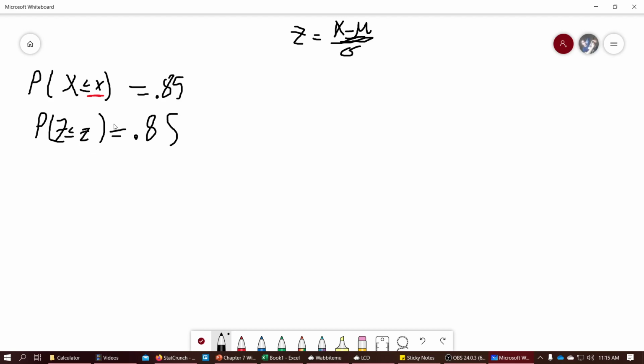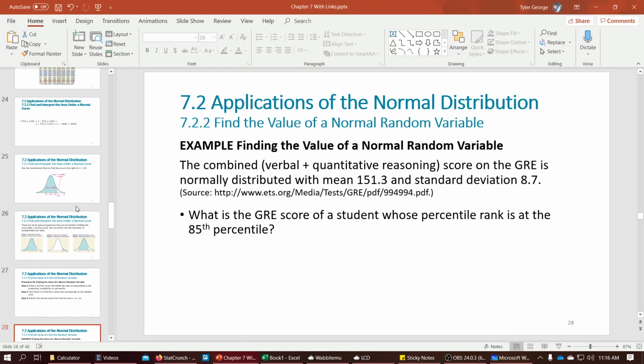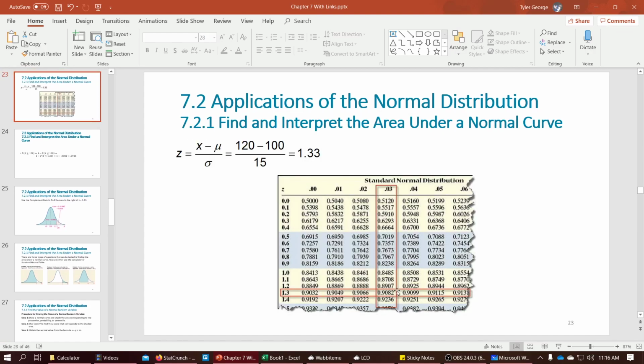Now, in the past, you would use a table for this. You would go to the table, which I'm going to show, and find inside of the table 0.85, and find the z value that corresponds. So here I go to the table we had before. I could search inside the center of this table for the value 0.85. Remember, the center of this table are probabilities, and 0.85 is the area under the curve, or a probability, same thing.